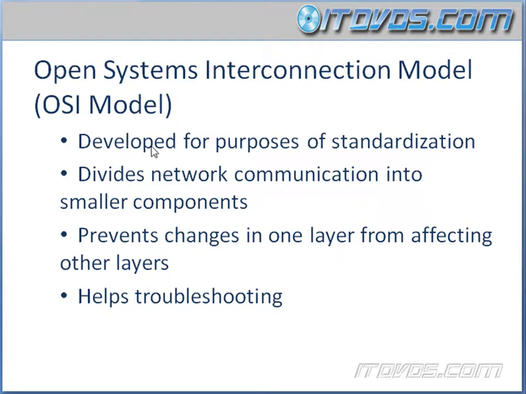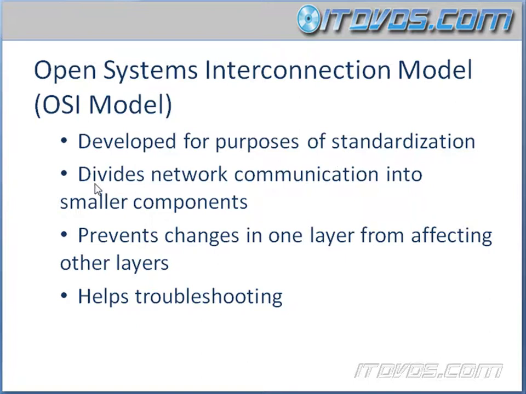Now, the OSI model was developed for the purposes of standardization. Before the OSI model, we had a lot of vendors developing proprietary networking protocols for their equipment. And that was fine as long as we were using all of the equipment from one vendor. But what about if we needed equipment from one vendor to communicate with equipment from another vendor over a network? Well, a lot of times that was a problem. It just didn't work because each vendor had their own proprietary networking protocol. Well, the OSI model helps standardize protocols so that equipment from one vendor could communicate with equipment from another vendor.